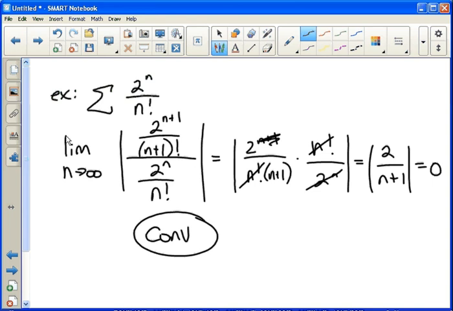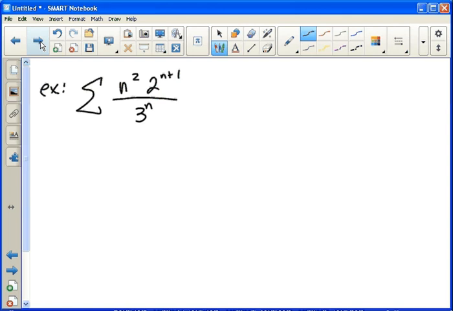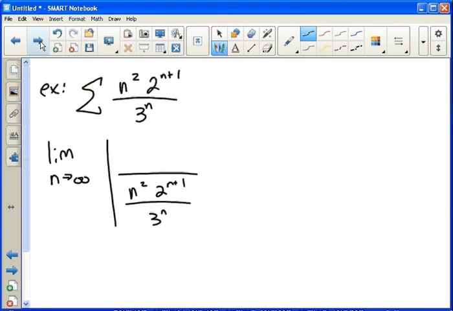Okay, next example. This is the one I was mentioning where you have a mixture of things. We have exponentials, that's the 2 to the n plus 1 and the 3 to the n, mixed with a polynomial n squared. So we do the limit as n approaches infinity, we put the original on the bottom, and then on top we change all the n's to n plus 1. So n plus 1 squared, 2 to the n plus 2 over 3 to the n.